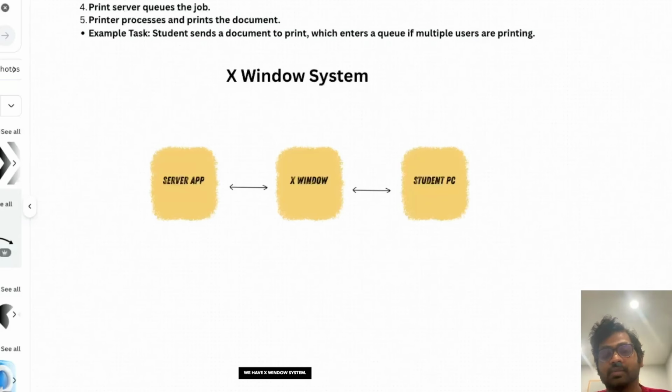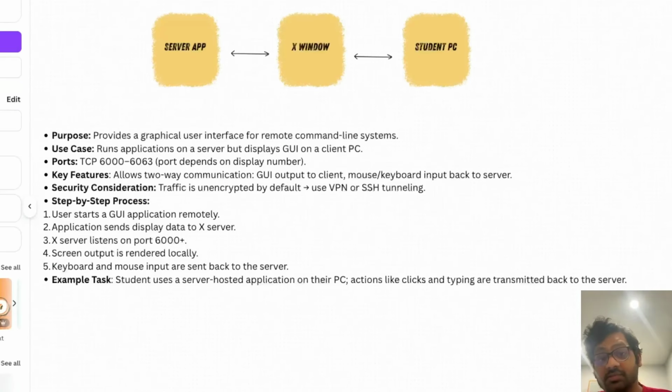Next, we have X Window System. It is a graphical user interface framework primarily used in the Unix and Linux operating systems. It allows graphical applications to run on one machine while displaying the interface on another machine over the network. This capability makes X Window extremely useful for remote administration and for running applications on powerful servers while using lightweight client systems. X Window uses TCP ports ranging from 6000 to 6063, depending on the display number.